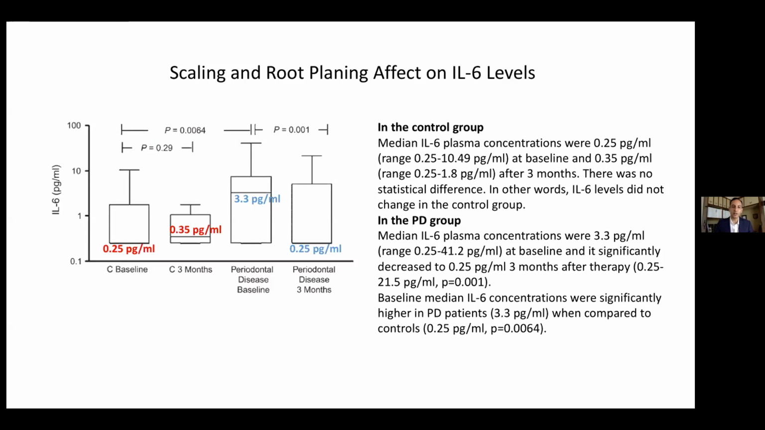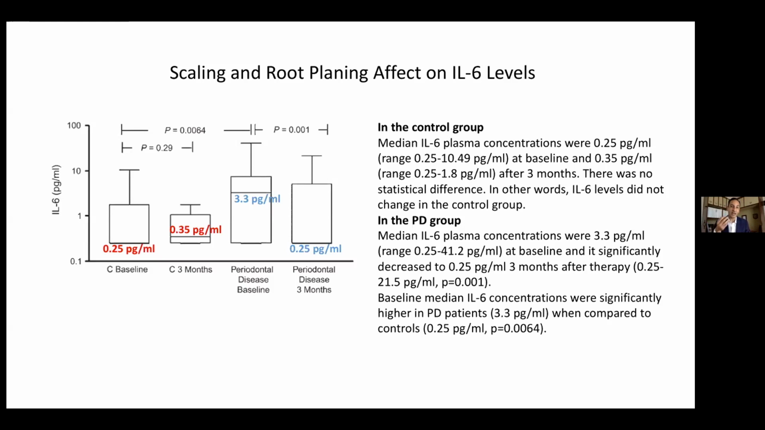There's a study that's very important. Actually, this is a study that was done by the co-author's mentor, and it shows that when you do a scaling and root planing on a patient that has periodontal disease or chronic periodontitis, you'll notice on average the IL-6 level will go from 3.3 to 0.25 picograms per milliliter. In that study, the IL-6 level ranged from about 0.25 to 41 picograms per milliliter. So you do have some people that come in with pretty high levels, and we are able to lower it, and this is just with an SRP, scaling and root planing.